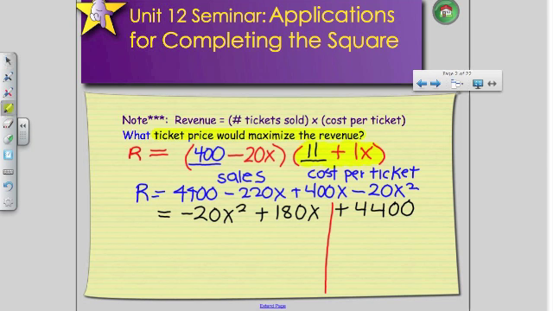Want to see participation in the seminar? Gabby, what do you think? What's in front of the X?